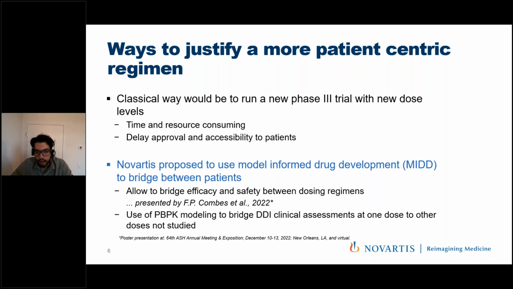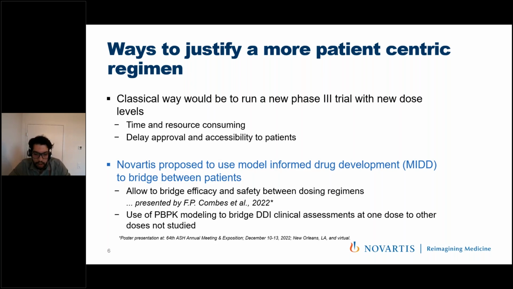In a classical way, that would be to run another phase 3 trial with a new dose level, which of course would be time and resource consuming, and also we would delay significantly the approval and, apart from the approval, also the accessibility to CML patients. So instead of that, Novartis proposed to use a model-informed drug development approach to bridge between the 2 regimens and to allow to bring the regimen hopefully faster to the patients.